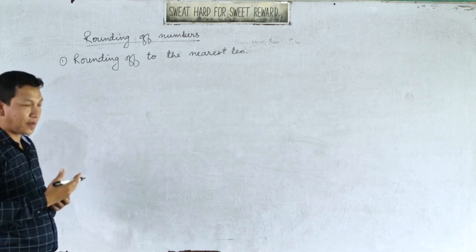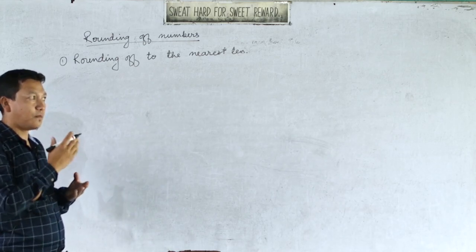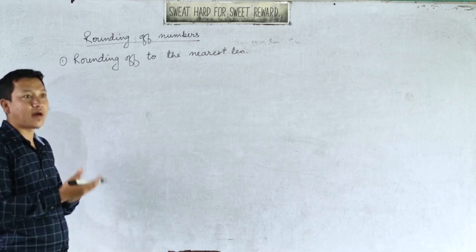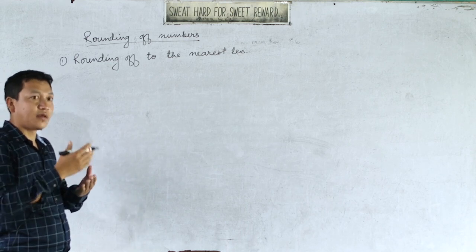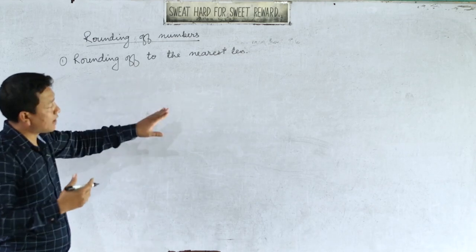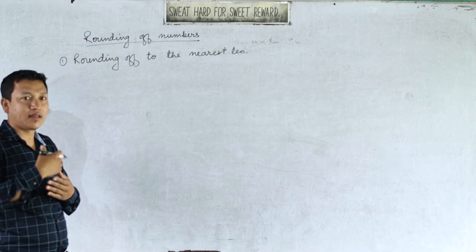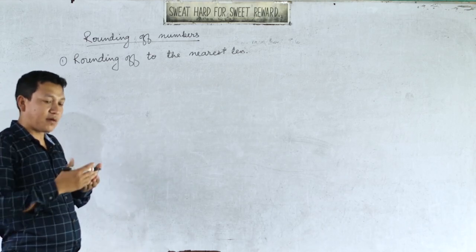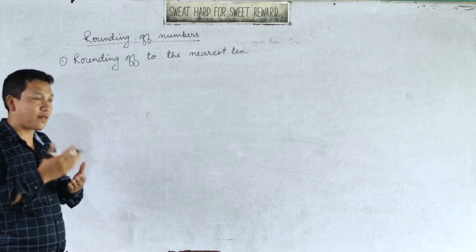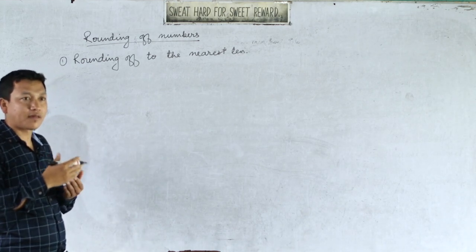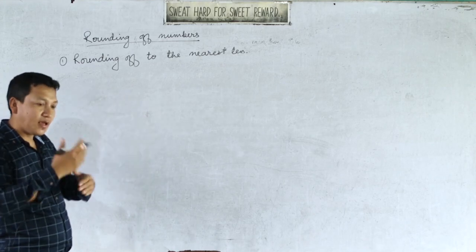If the digit in the ones place is greater than 5 or the same as 5, you should take the next ten. I will give you an example.